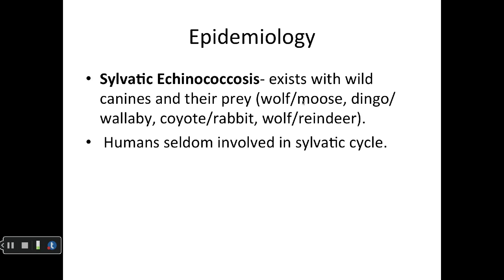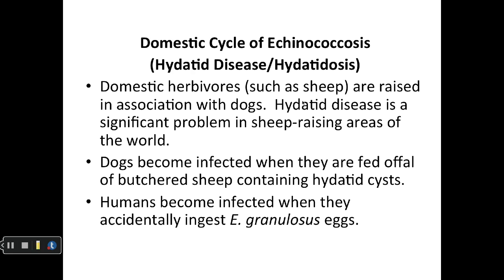From an epidemiological point of view, there are actually two different pictures. There we have the sylvatic cycle of Echinococcus granulosus. This would occur with the wild canines and their prey. So if you think about wolf and moose, or dingoes and wallabies in Australia, or coyotes and rabbits in the west and southeast, wolves and reindeer. So the sylvatic cycle is always present. And humans are seldom involved in this cycle, unless, of course, you have a hunter and a hunting dog that could enter this picture.